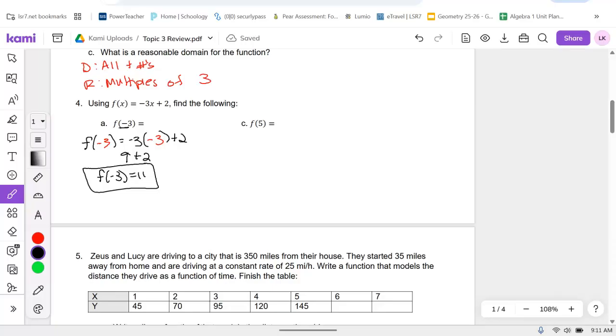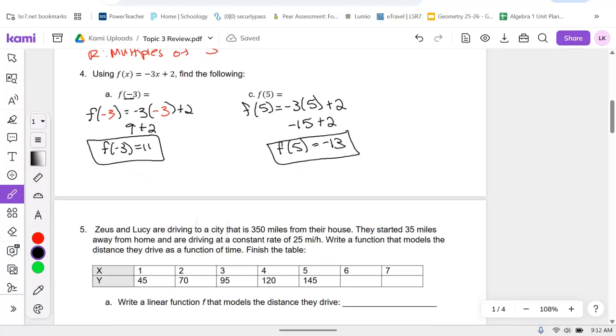Same thing here, f of 5. So I'm going to have f of 5 equals -3 times 5 plus 2. -3 times 5 is -15, plus 2. So f of 5 is going to give you -13.